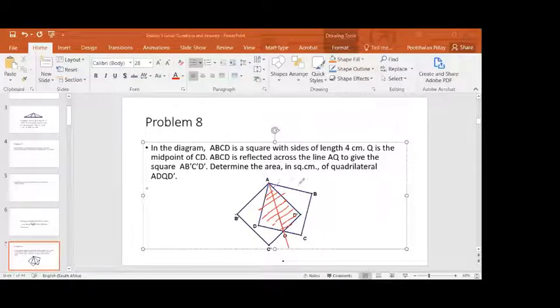We know the sides of the original square are 4. So ABCD is 4, and this is also 4. In fact, all these are 4. The squares are exactly identical because the one is being reflected across to the other. So if this is 4, it means that this is also 4 here, because this is a square. And likewise, this is a square on that side, so this part here is also 4.